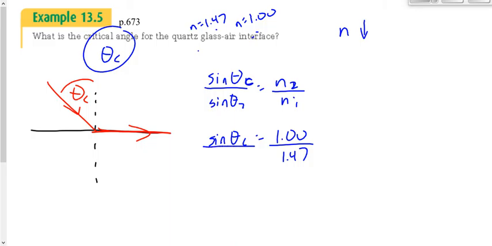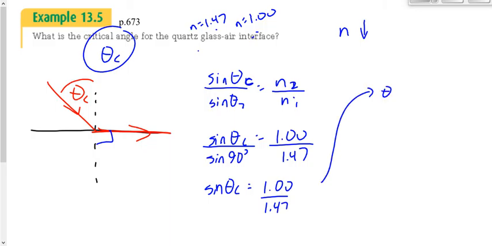When reflection begins to occur, theta 2 is what? Not 0. Somebody said it? 90. Look, it begins to occur when theta 2 is 90. So let's go sine 90. What's sine 90? 1. So it's always going to be sine theta c over 1 equals whatever my two numbers are. Theta c is the inverse sine of 1 over 1.47.